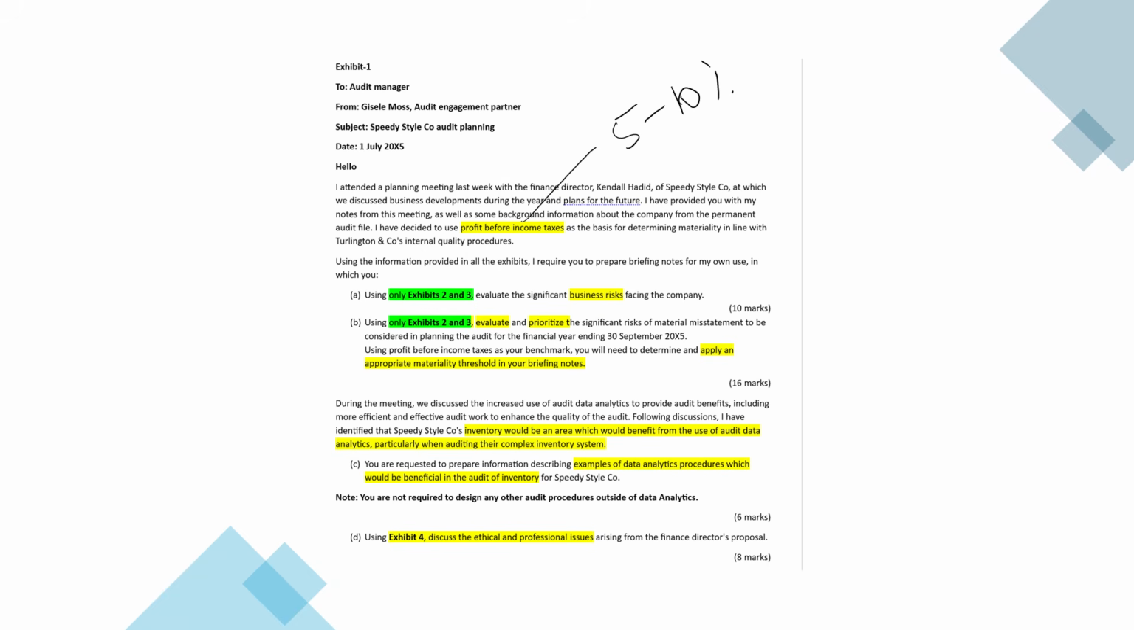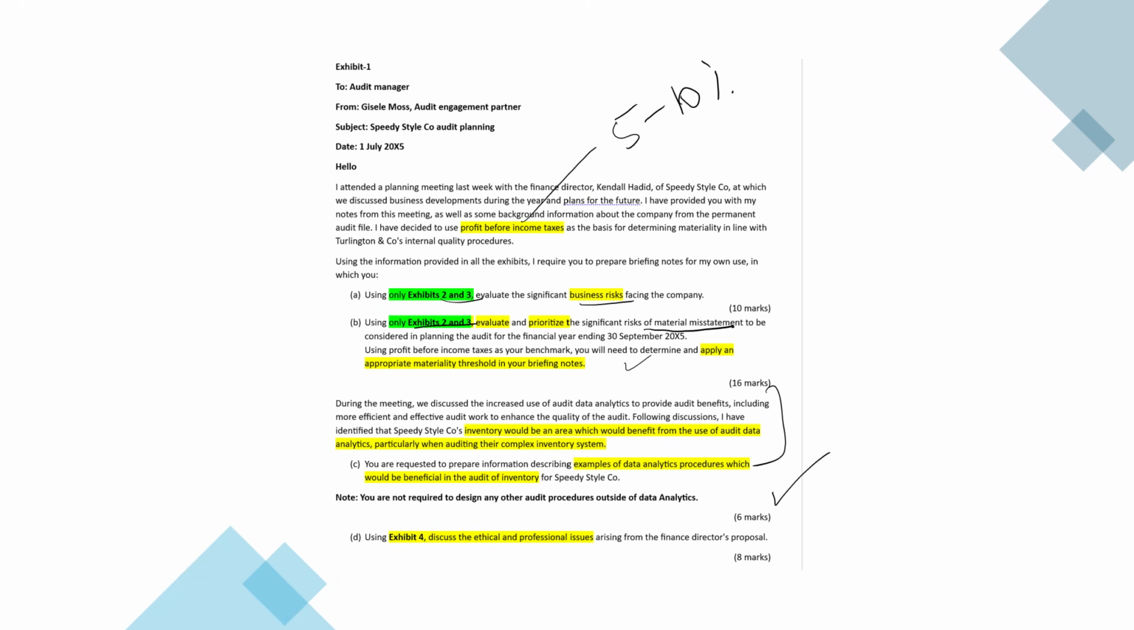Using exhibits 2 and 3 only, I have to evaluate business risks for 10 marks. Using exhibits 2 and 3 only, I am going to evaluate risks of material misstatement. And this is a reminder that you will have to determine and apply materiality. Now, for parts A and B, this is very important because this means I do not need to read through exhibit 4 to answer parts A and B. We'll look at the background information later on when we come to the debrief.